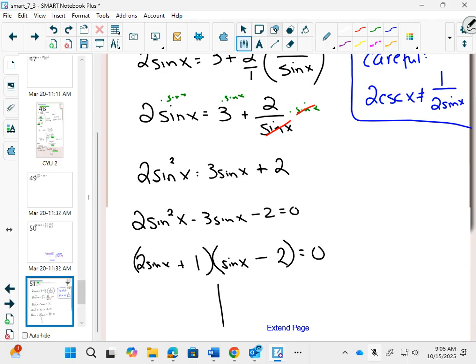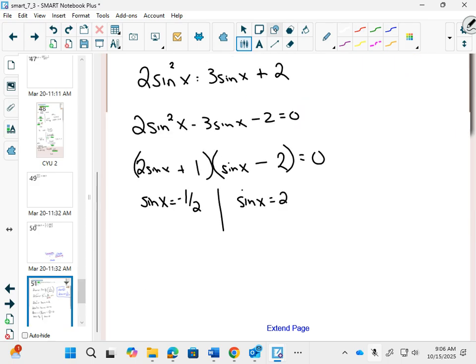And now it's chapter 6 question. Because here you're going to get sine x equals -1/2. And here you're going to get sine x equals 2. -1/2 is on your pi plate. That's your pi/6 family. Negative in quadrants 3 and 4.